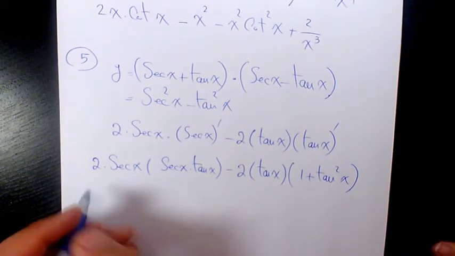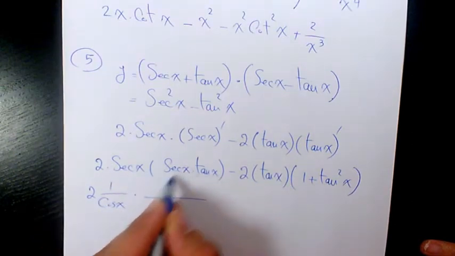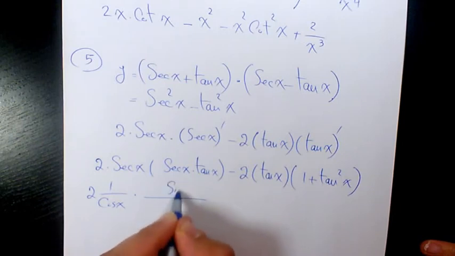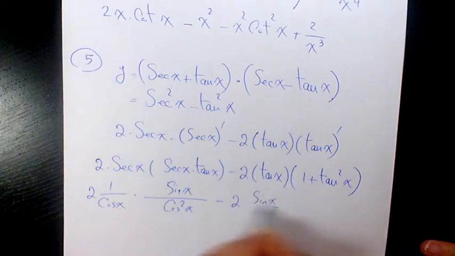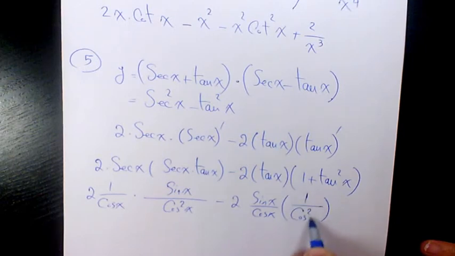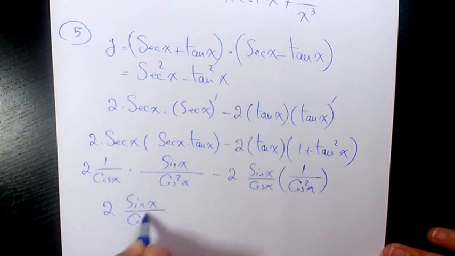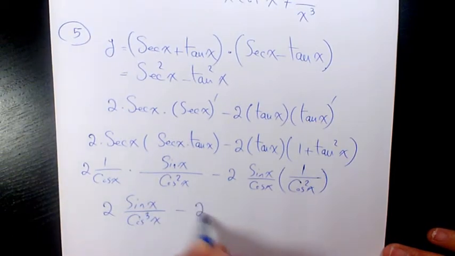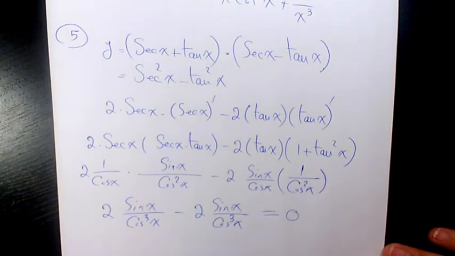So when you simplify it, secant is 1 over cosine. Secant times tan is going to be sine x over cosine squared x, minus 2 times sine x over cosine x times 1 over cosine squared x, because 1 plus tan squared x is the same as 1 over cosine squared. So it's going to be 2 sine x over cosine cubed x minus 2 sine x over cosine cubed x. So that's going to be 0 because both of them are the same thing.